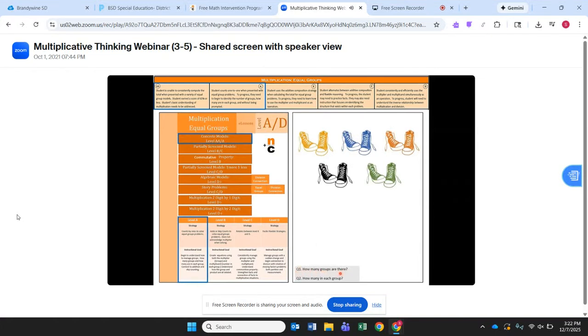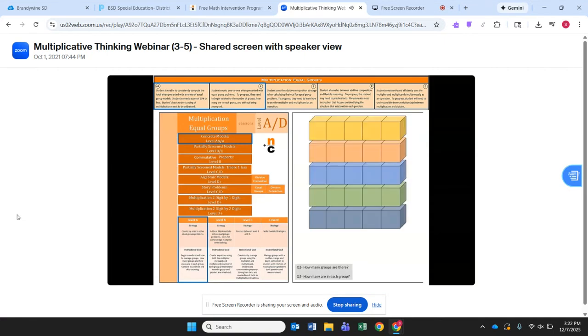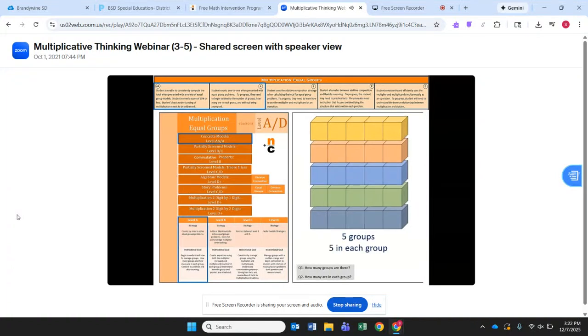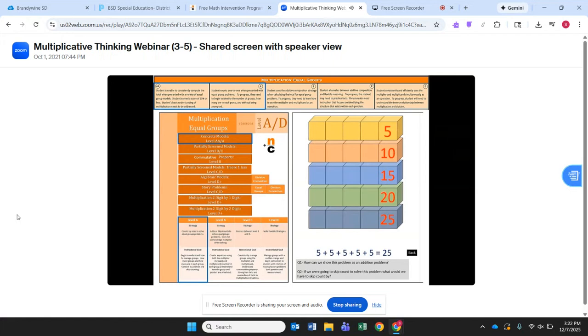It says how many groups are there. The prompts are at the bottom for you. So you would go and say how many groups are there, how many in each group. Oh, there's 5 groups with 2 in each group. The next one says how can we show this problem as an addition problem? 2 plus 2 plus 2 plus 2 plus 2, and the skip counting. Again, the next one, how many groups are there? How many in each group? We have 5 groups with 5 in each group. How can we show this problem as an addition problem? 5 plus 5 plus 5 plus 5, or by skip counting, 5, 10, 15, 20.